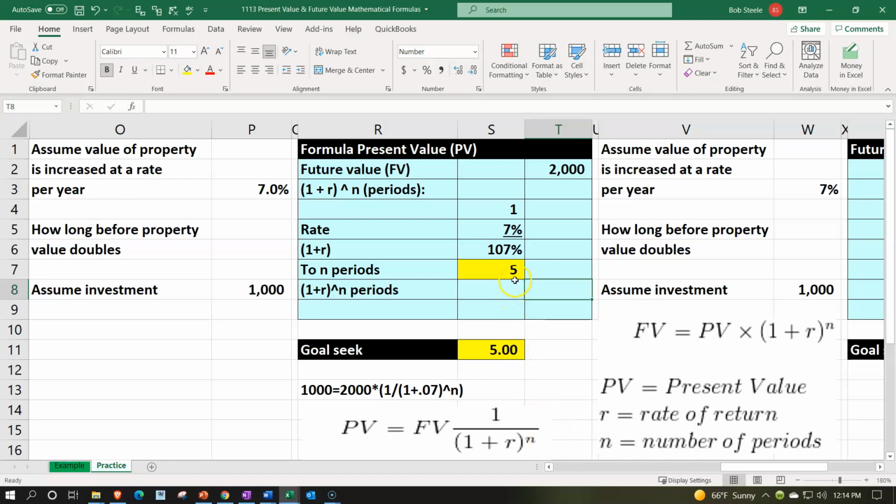Now it's a little bit like, how do I take something to the power of when it's in a computer or in Excel? It's going to be equal to, I'm going to point to this 107%. And then you've got to go Shift 6. That caret right there, Shift 6 on the keyboard, is to the power of, and then point to this cell, which will be 5. So S6 caret S7 and enter.